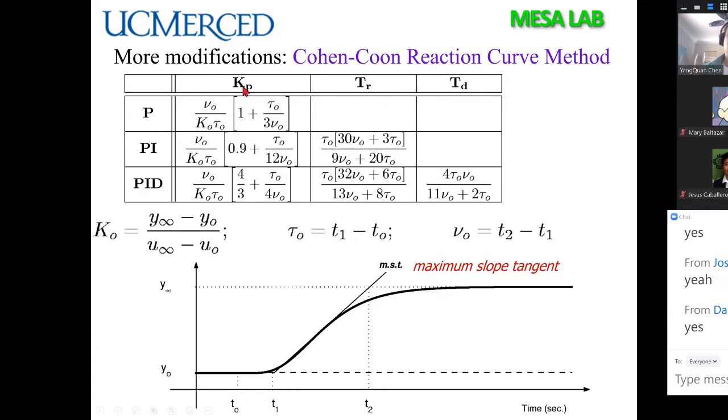Again, this KP is the overall gain in the bracket. Inside, you have an E and TR or TD. So why don't they use TI?